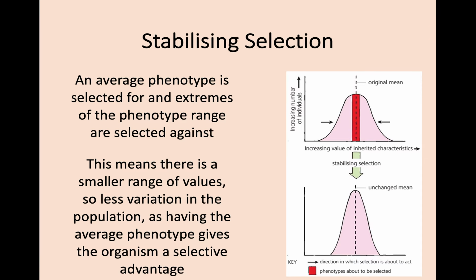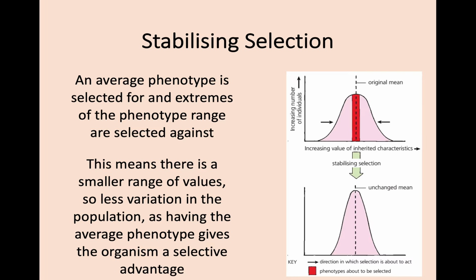So in stabilising selection, an average phenotype is selected for, and the extremes of the phenotype range are selected against. If we look at this graph on the right hand side here, if this was the range in an organism's physical appearance, or the physical appearances within a species, for example, what we're looking at here is that at the extremes on either end there's a pretty low frequency, but in the middle, right at this sort of average, that's where the majority of these individuals are. When stabilising selection takes place, it keeps that average going. That's the unchanged average of the phenotype being selected for.